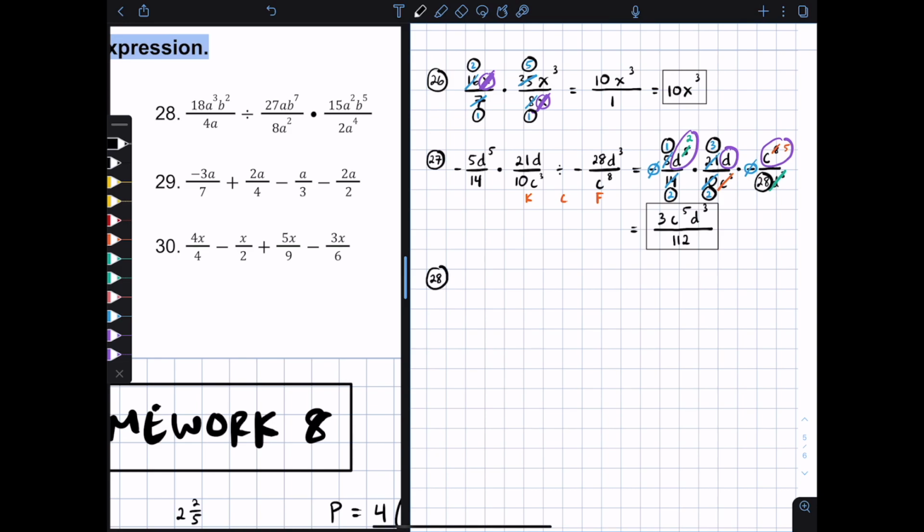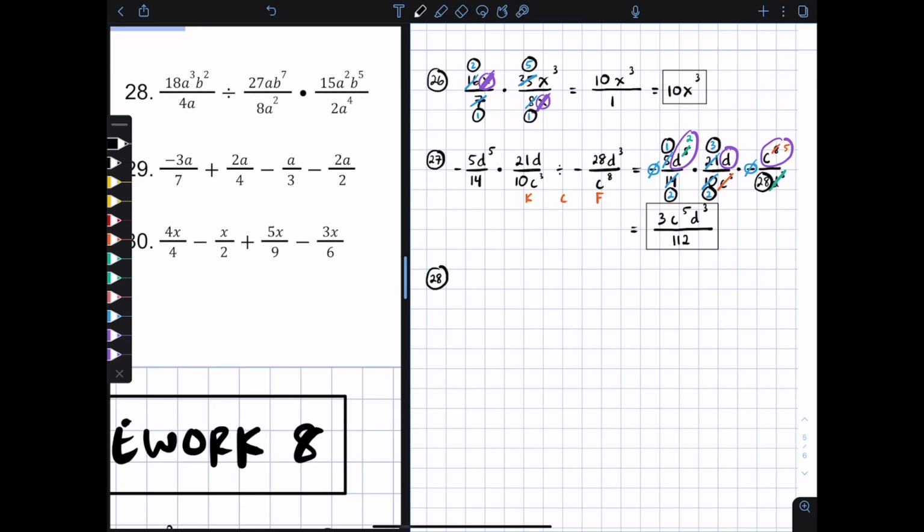So let's see here. For 28, whoever created these problems, these ones are tough to keep track of. Let's see, we have 18a cubed b to the 2nd power all over 4a, divided by 27ab to the 7th all over 8a to the 2nd power. And we're multiplying this whole thing by 15a squared b to the 5th all over 2a to the 4th.